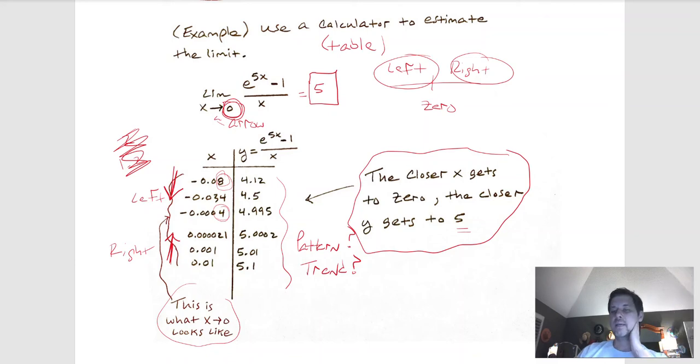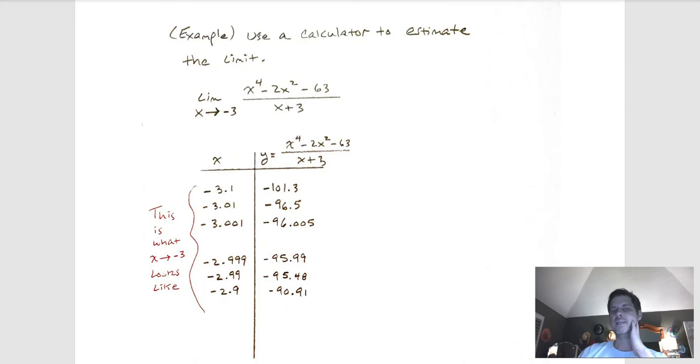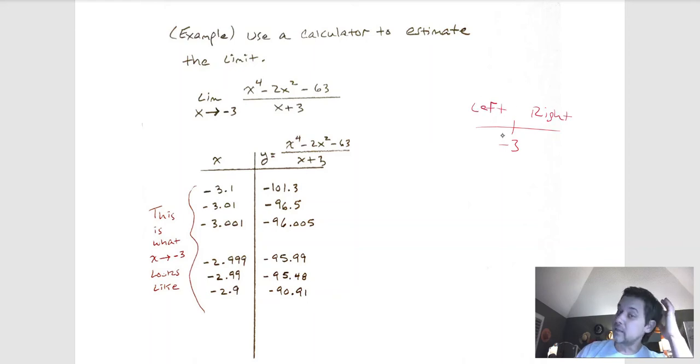All right, so let's look at one last question. The instructions are the same here: use a calculator to estimate the limit. This time the limit is the limit as x approaches negative 3. So how do we go about this? It's asking us, in this function, what happens if you let the x's get closer and closer and closer to negative 3?